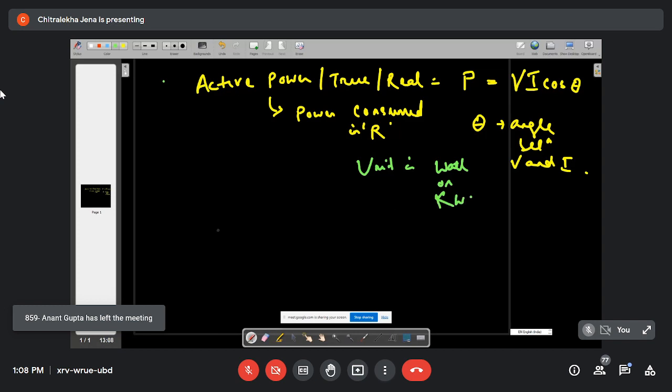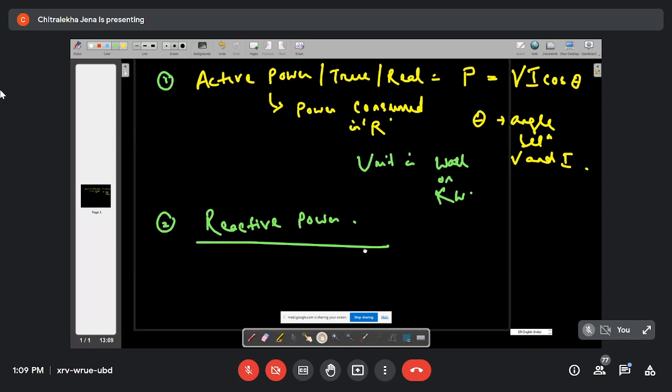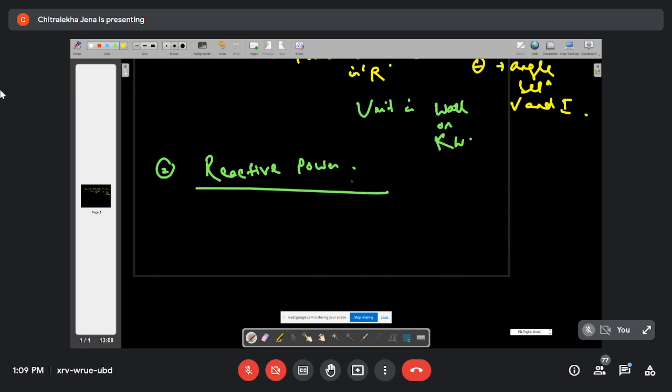Now next one is, this is the first type of power. What is the second type of power? Second type of power is your reactive power. It does no work in the circuit. So what is the formula? It is denoted as capital Q. Q is equal to VI sin theta.